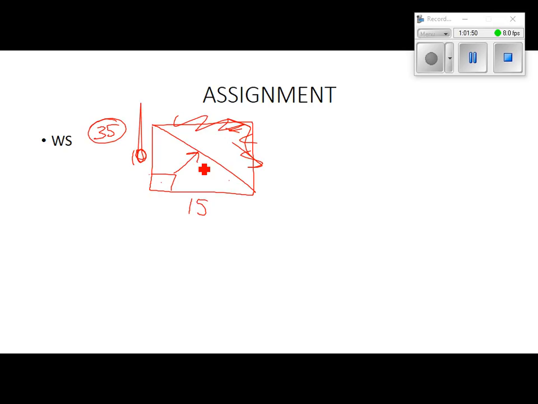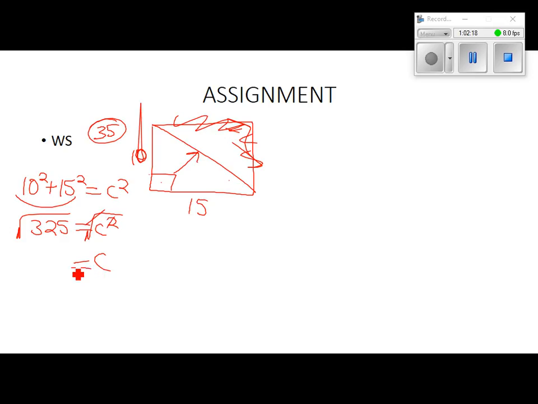So how could I set this up? 10 squared plus 15 squared equals c squared. Somebody do all that on the calculator for me. 325. That equals c squared. Now what? Take the square root. Those cancel, you're left with c. Give me the decimal answer since I didn't specify. 18.02. Close enough.